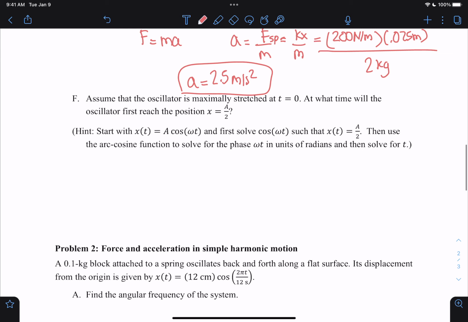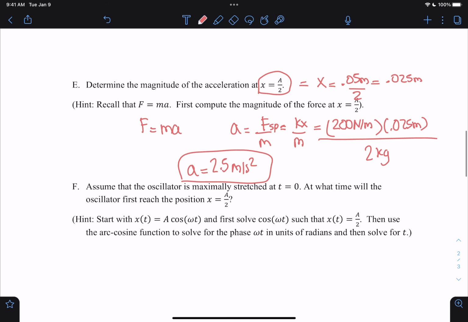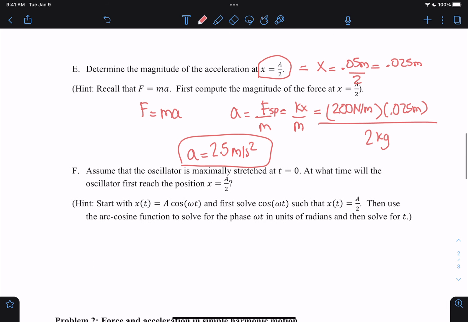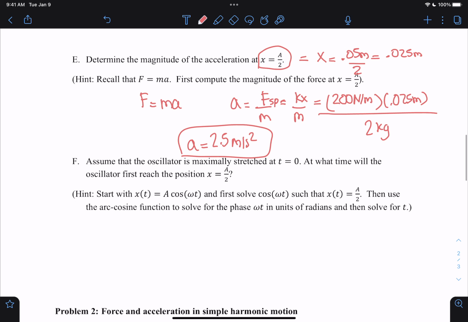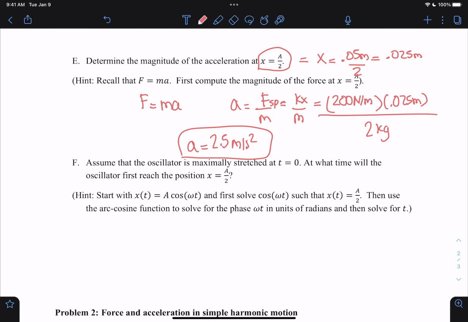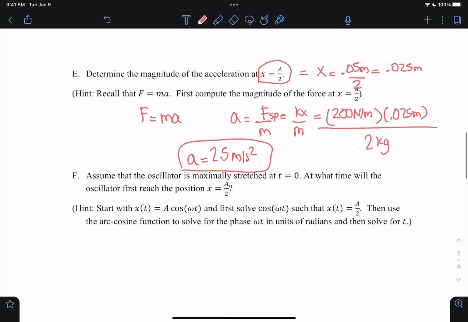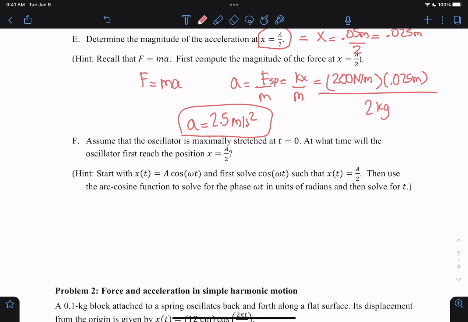So it says assume the oscillator is maximally stretched. So what does maximally stretched mean? I see someone in chat. Okay, yeah, never mind. The answer for E should be 2.5 meters per second squared, not newtons, because we're looking for the acceleration, right? When we're saying maximally stretched, what does that stretching distance correspond to, or how do we define it, basically?